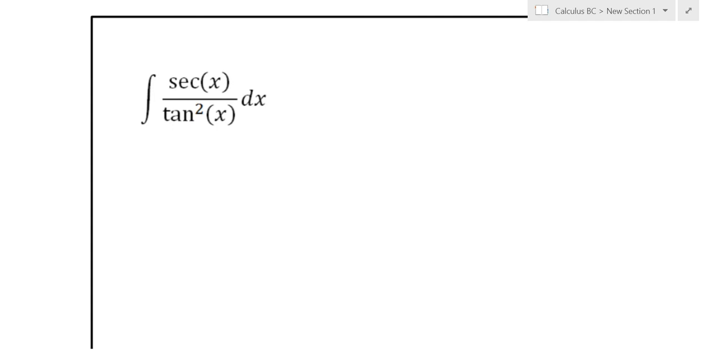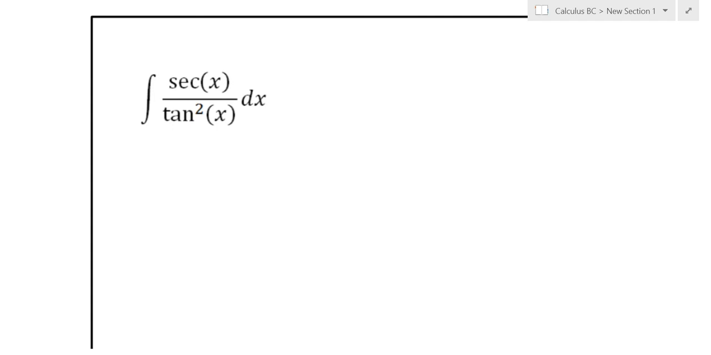So let's try u could be tan, but then du would be secant squared. We don't have that either. So neither one of those seems like a great plan. So what was our all else fails? Sines, cosines. I'd probably go sines, cosines with this one.